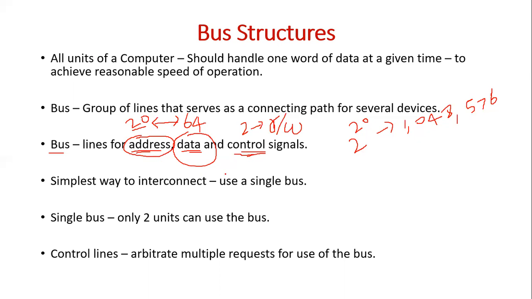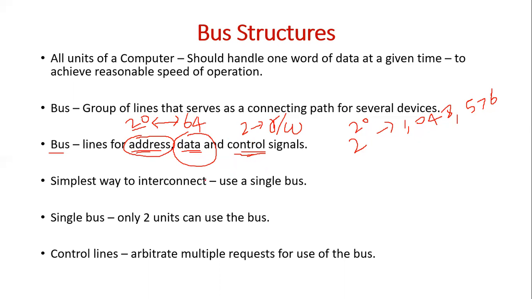Address lines are used to refer to the particular memory location, and data lines are used to transfer data from one device to another device. Control signals tell what operation is to be performed, like whether it is a read or write operation, and they may also generate the timing signal, like at which time the task should be done.